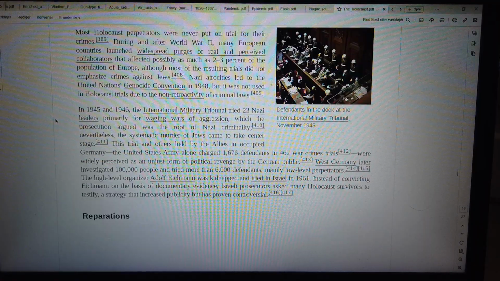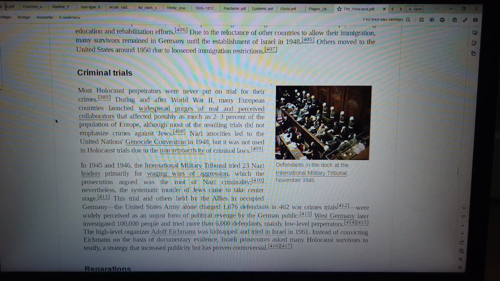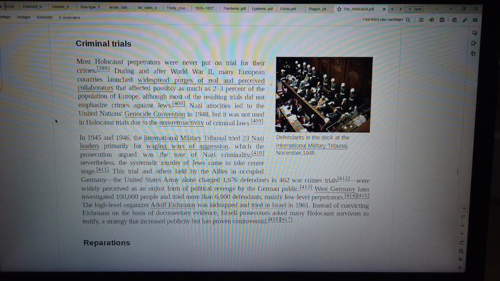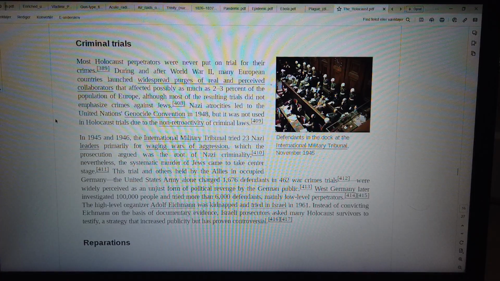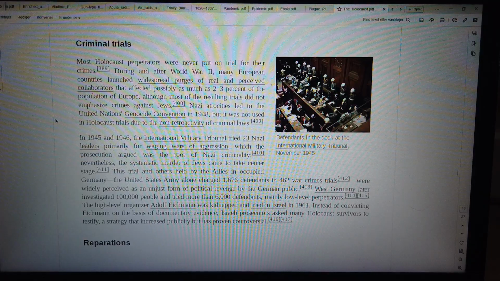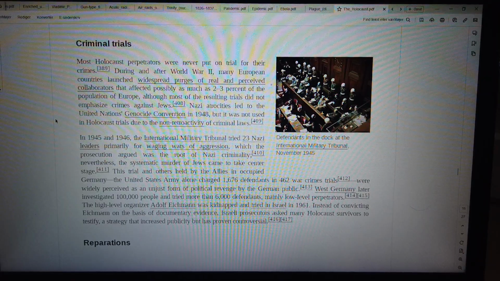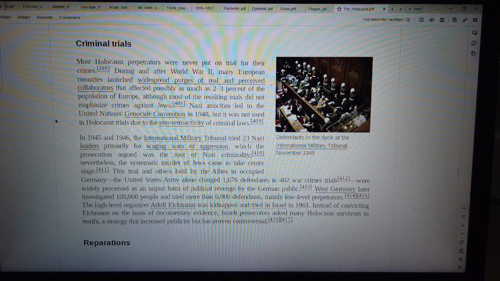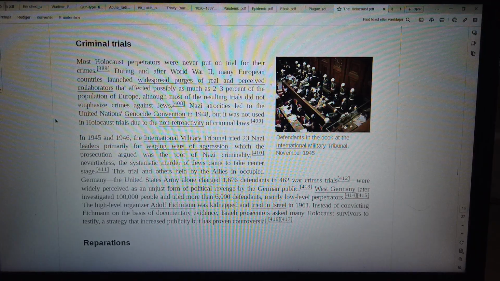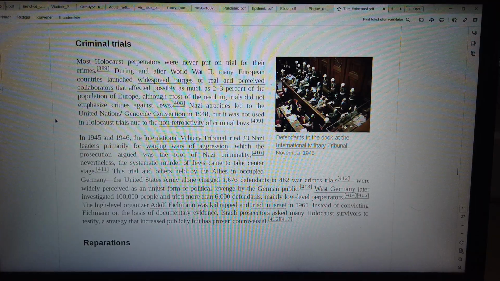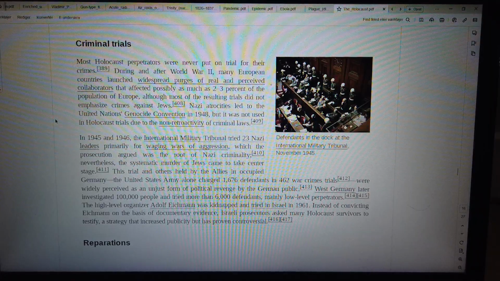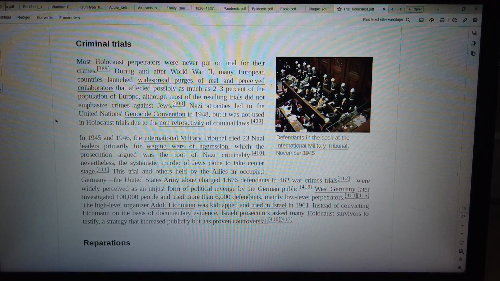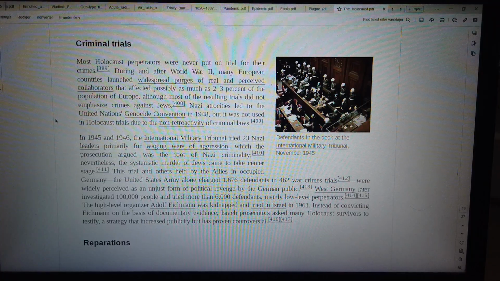Criminal trials. Defendants in the dock at the International Military Tribunal, November 1945. Most Holocaust perpetrators were never put on trial for their crimes. During and after World War II, many European countries launched widespread purges of real and perceived collaborators that affected possibly as much as 2–3% of the population of Europe, although most of the resulting trials did not emphasize crimes against Jews. Nazi atrocities led to the United Nations Genocide Convention in 1948, but it was not used in Holocaust trials due to the non-retroactivity of criminal laws.